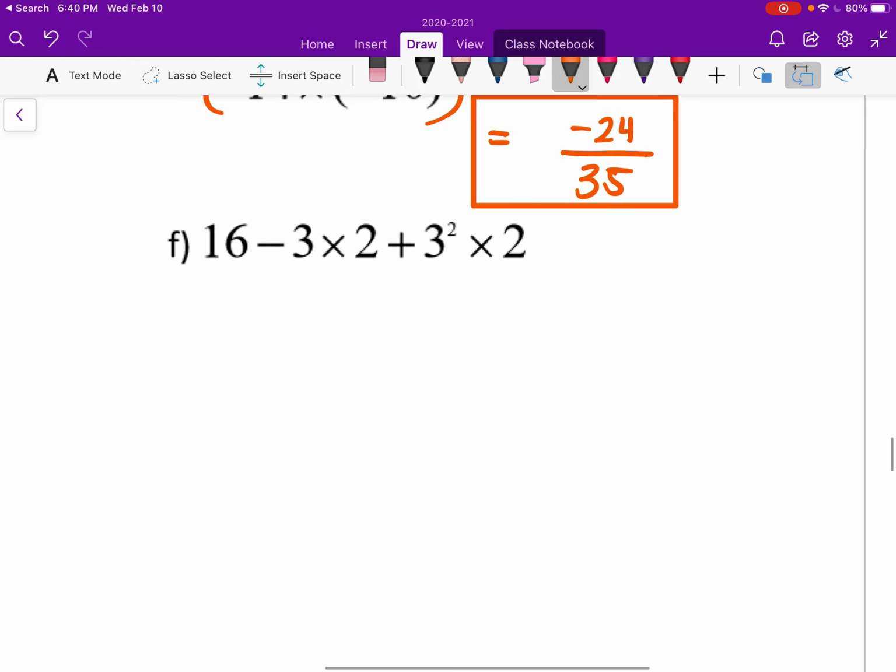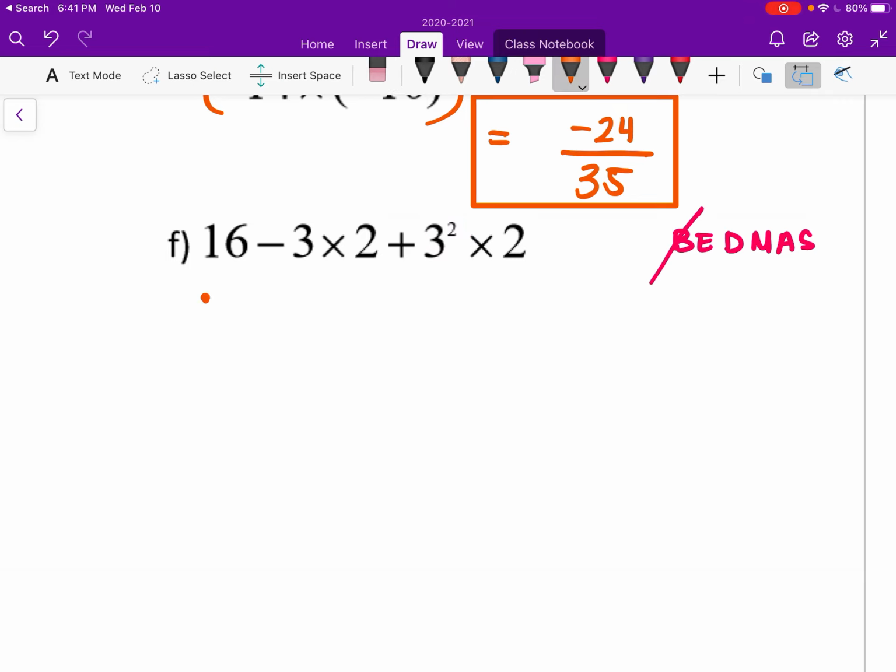So with that same logic, try doing this one. And we'll take it up. All right, welcome back. So we're going to try 16 minus 3 times 2 plus 3 to the power of 2 times 2. So let's do BEDMAS again. And let's just start off with brackets. Do we have any brackets here? No, so we don't need to worry about B. Do we have exponents? Yeah, we need to do that first. So let's go in and do that first.